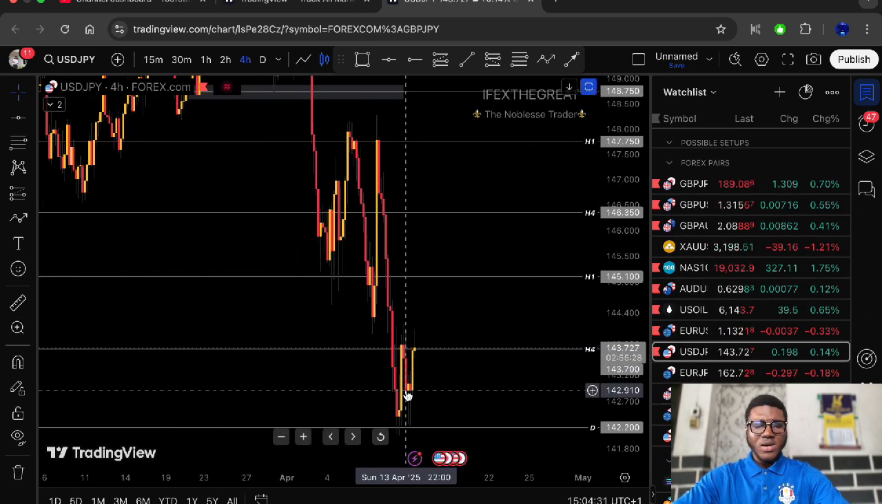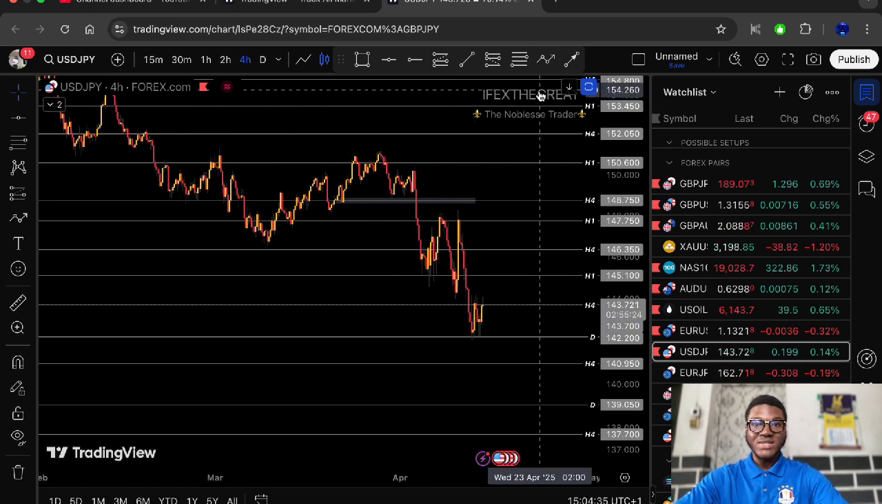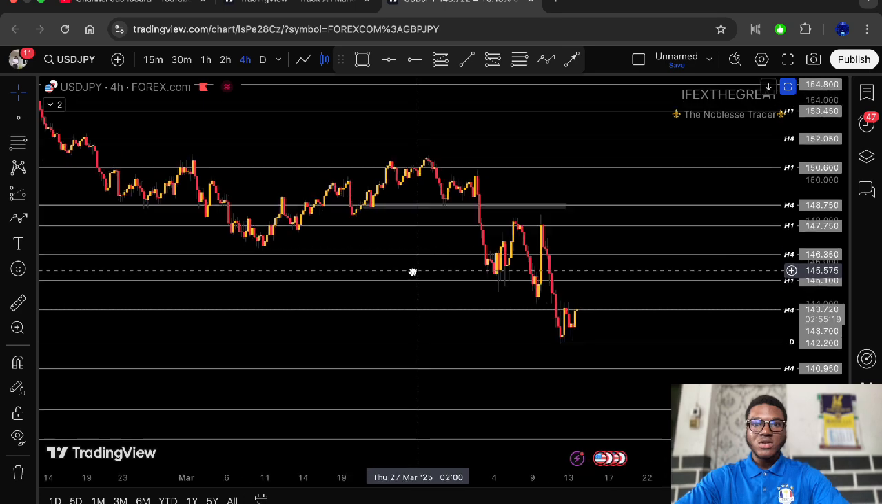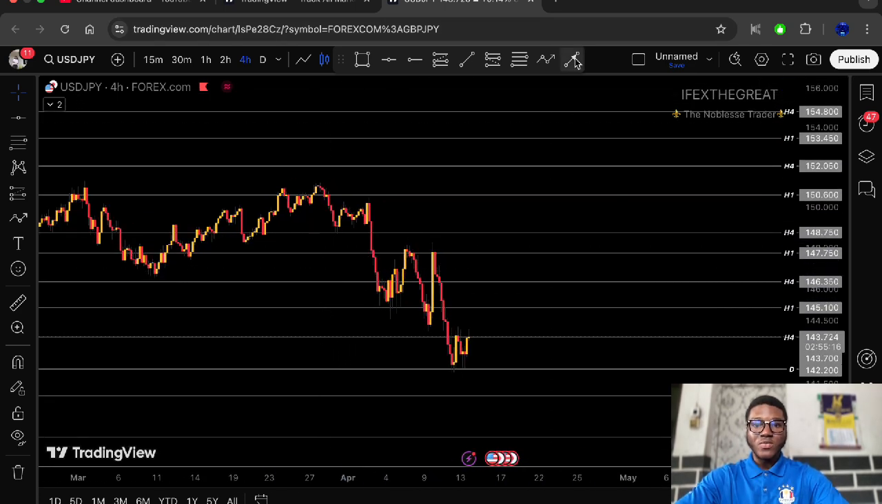Then on UJ, UJ is currently bearish, extremely bearish at the moment. You can see the series of lower highs and lower lows that we have on UJ. So it's extremely bearish. You can see it yourself, it's heading all the way to the downside.